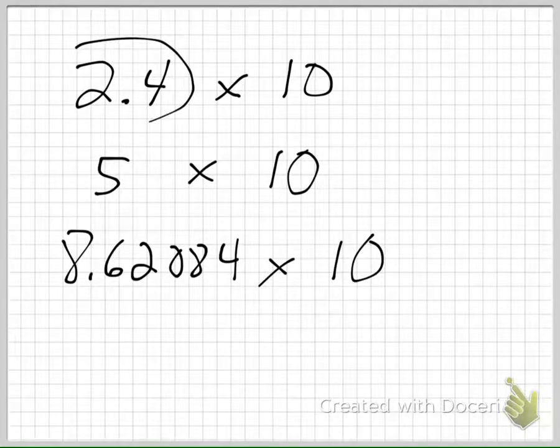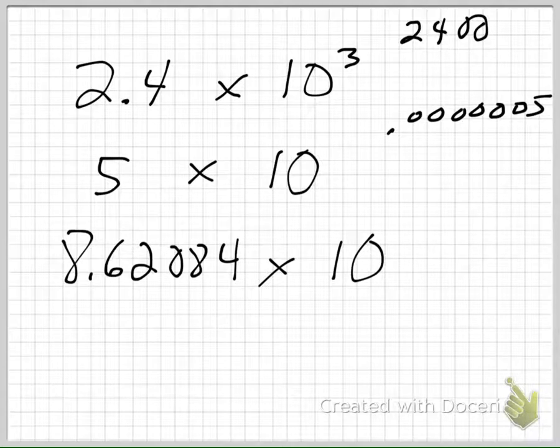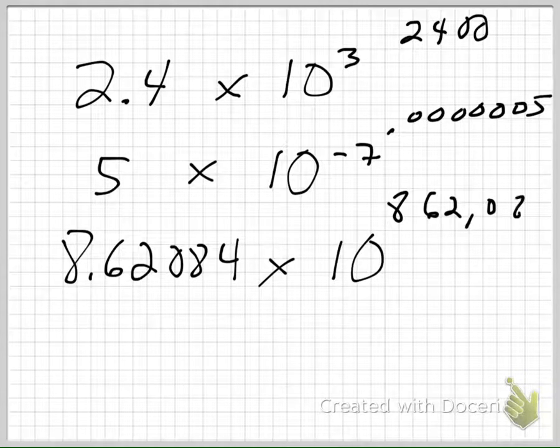If this was going to be 2,400, then it would be 10 to the third power. If I wanted this one here to be 0.000005, then this would be 10 to the negative 7th. We'll get to that in a second. This one here, if I wanted it to be 862,084, then it would be 10 to the 5th.